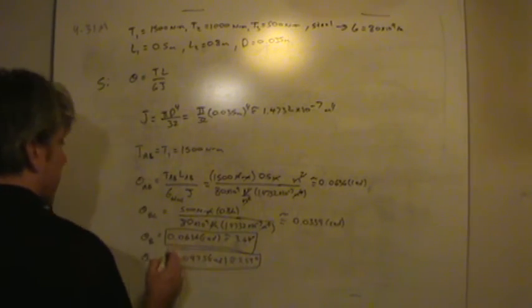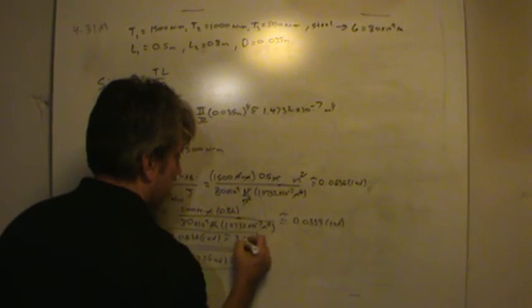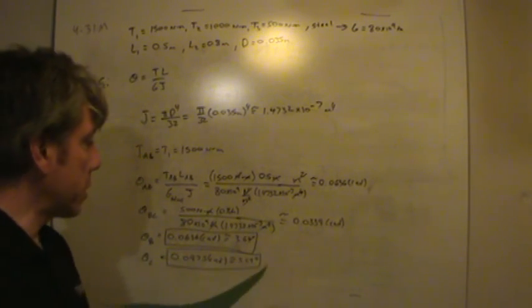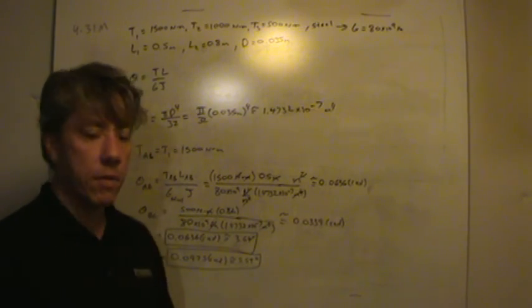So basically the first element twists by about 3.5 degrees, 3.64. The second element twists by another 2 degrees or so, so about 5.5 degrees or so, a little more.